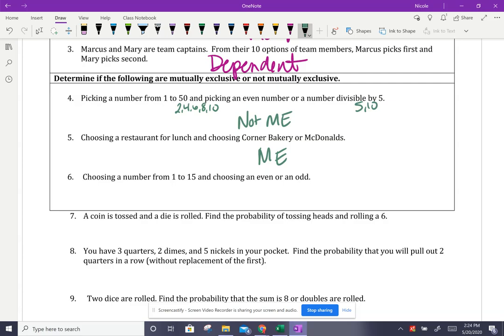Number 6 says choosing a number 1 to 15 and choosing an even or an odd. I was looking at y'all's responses to this, and a lot of people were confused. These are mutually exclusive. An odd number is not going to be an even number, and an even number is not going to be an odd number. There is no overlap there at all.